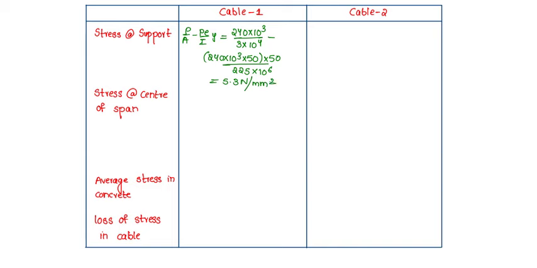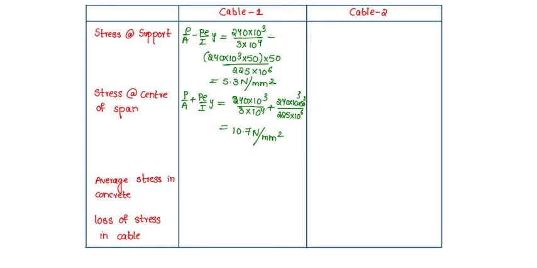Whereas stress at the center of the span will be P by A plus PE by I into Y. That will be equal to the same 240 into 10 power 3 by 3 into 10 power 4 plus 240 into 10 power 3 into 50 into 50, that is 50 square, by I is 225 into 10 power 6. So that will be equal to 10.7 Newton per mm square.